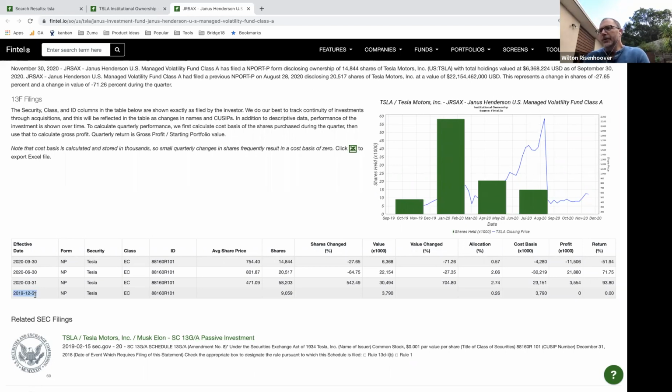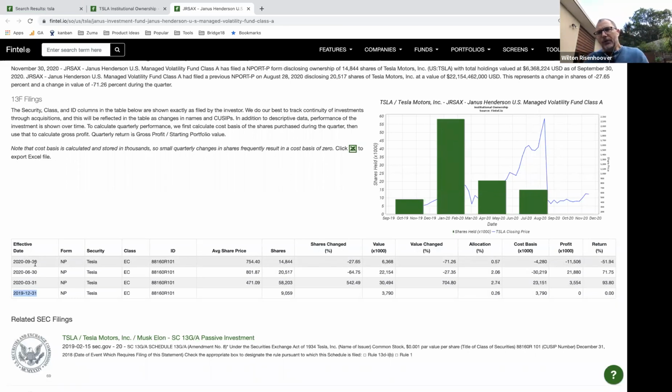And so you might think that a fund just recently bought Tesla, but it might actually just be that the import filings were only recently required for this company, and it had them all along. So here we can see the full history, effective date. It shows you the end of the quarter.